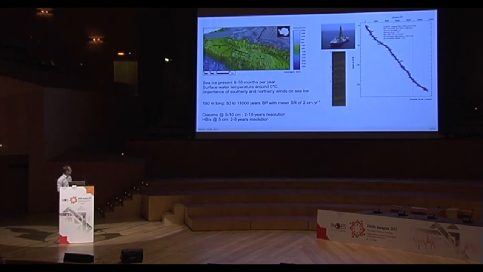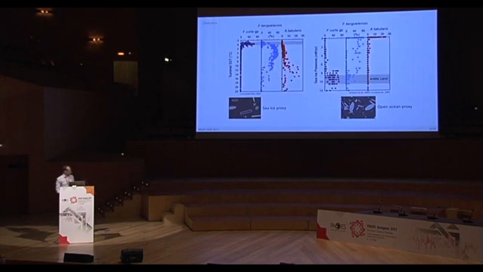The IODP program retrieved a 180 meters long drill core in 2010 off Adelie Land in East Antarctica. Based on 80-something C14 dates, this core covered the last 11,000 years with a mean sedimentation rate of 2 centimeters per year. Many proxies have been applied to this core, but our group worked on diatoms and diatom biomarkers, performed every 5 to 10 centimeters, giving a decadal resolution to the records. We're going to focus today only on the last 2,000 years, meaning the upper 40 meters of the core. A brief word on the proxy.